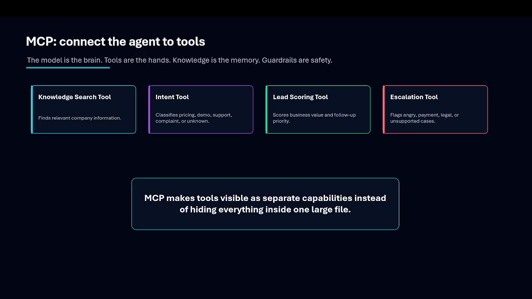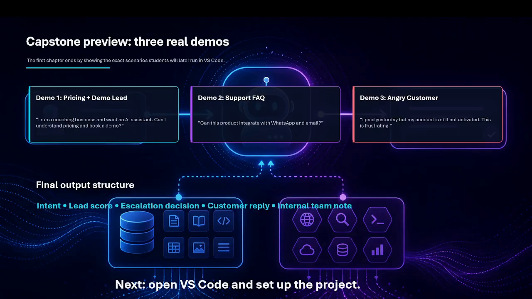In our project, the agent will not send real emails automatically. It will generate a suggested reply. A human can review and send it. This is the right pattern for a beginner-friendly but realistic business agent.